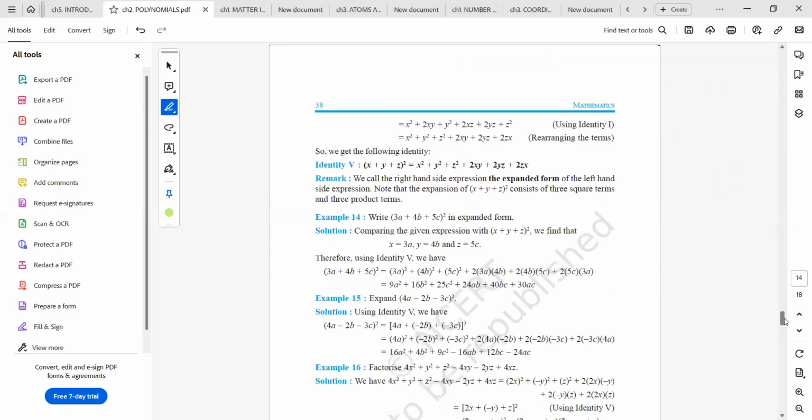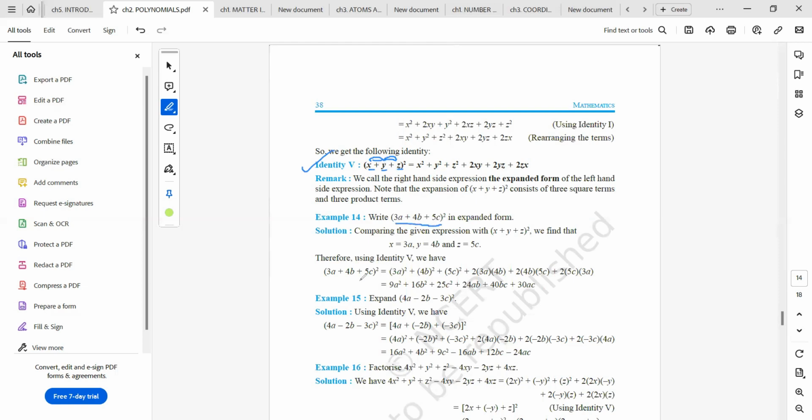Now there is one more identity where we have three variables. Till now we were having only x and y, and now we also have z. You need to remember this: x plus y plus z whole square is x square plus y square plus z square plus 2xy, 2yz and 2zx. So square all these terms and then multiply in pairs. Clear? Yes.